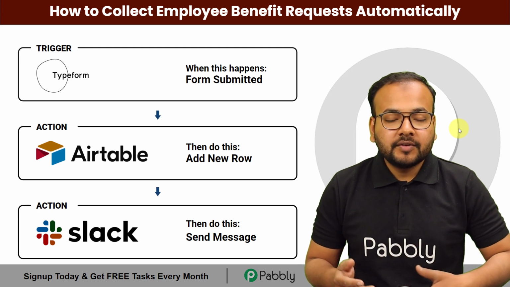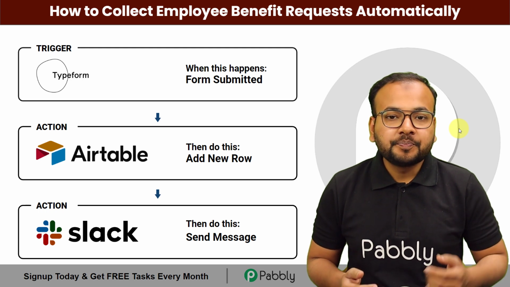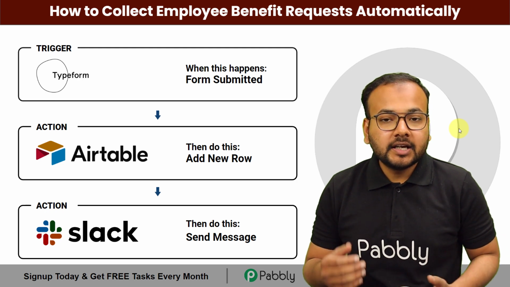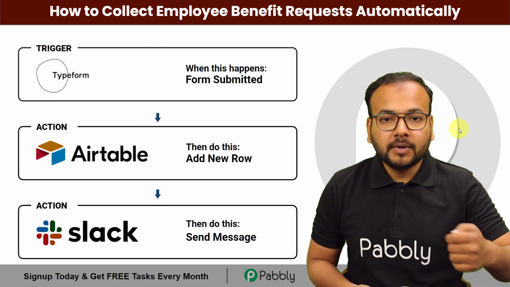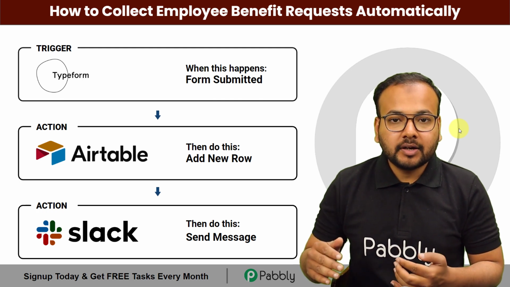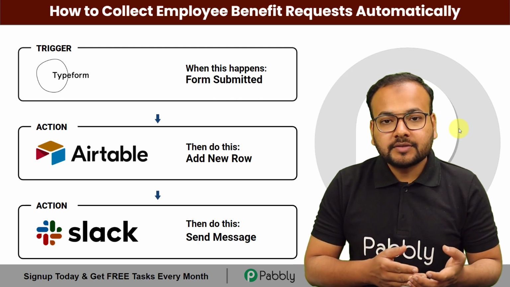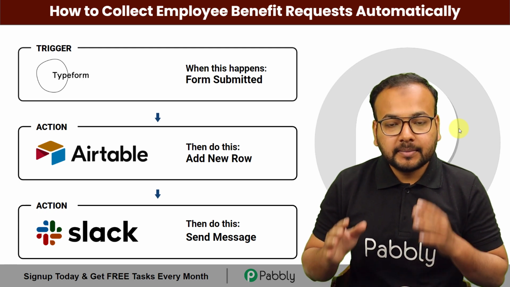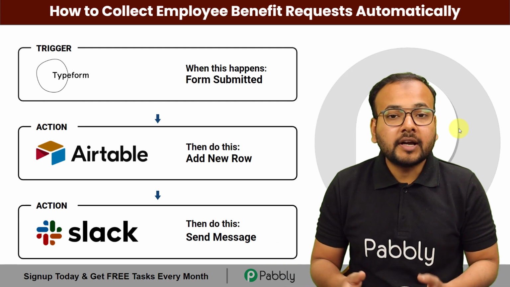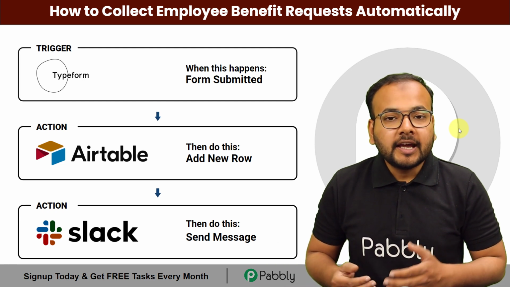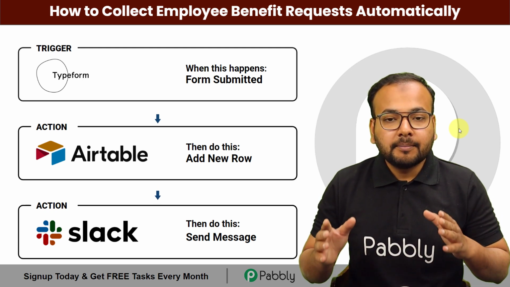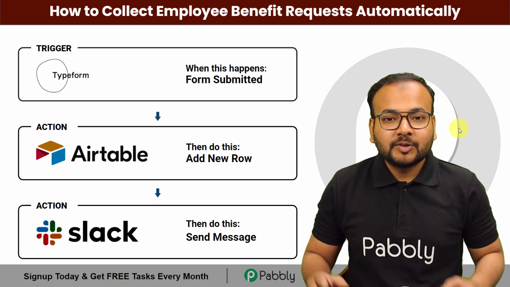So, I am here with the automation for you by which you can collect the employee requests automatically. Here we are going to create a form using Typeform by which your employees can submit their request, and all those requests will be automatically placed in Airtable, and a Slack message will be automatically delivered to the person who is handling those requests. And all is going to happen without any coding, super simply using Pabbly Connect. So without any further ado, let's start.